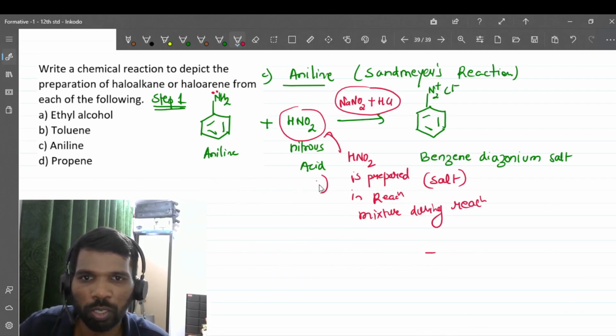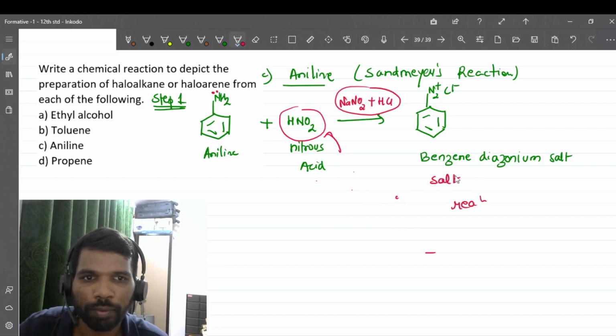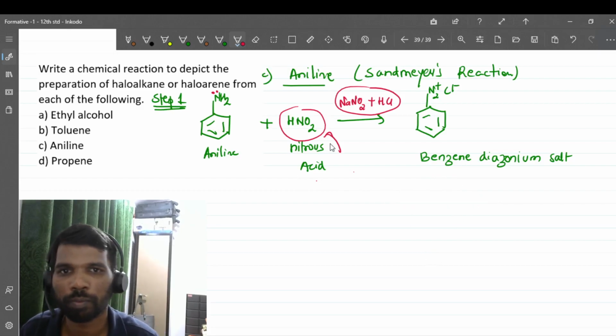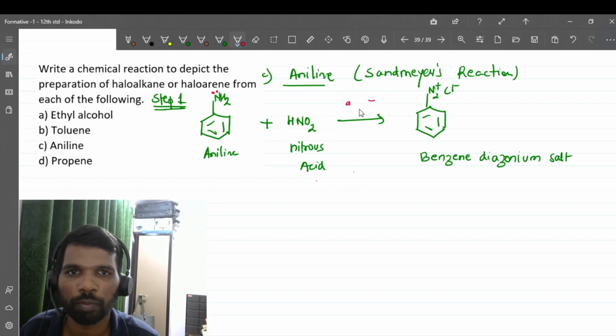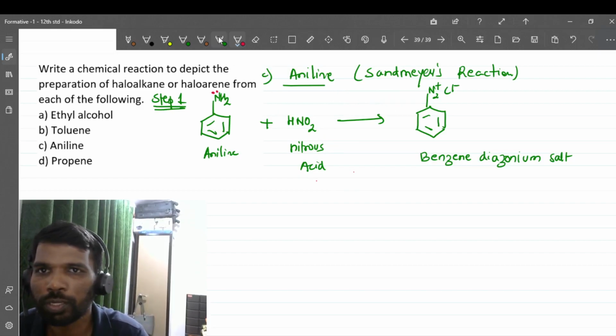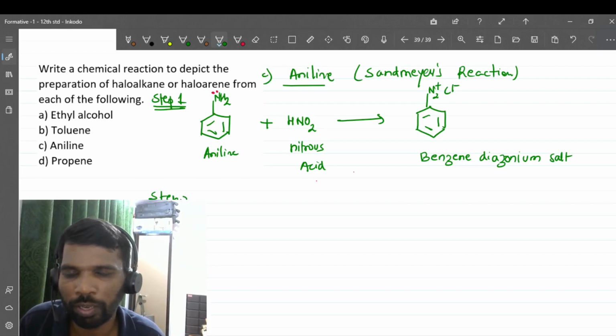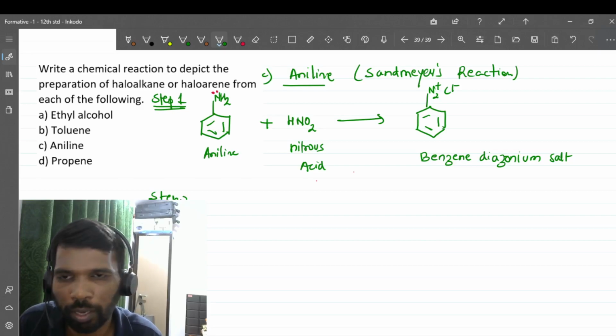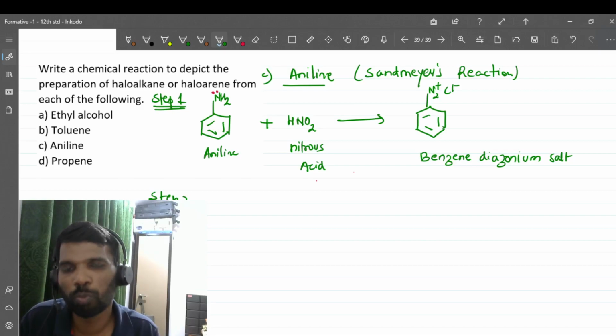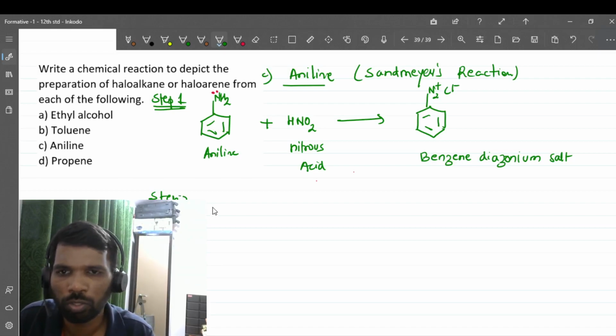I'll write step 2 because our haloarene is not prepared yet. That is what we are preparing. So step 2 is this. There may be some variation depending upon what kind of haloarene you want, whether it is a chloroarene, a bromoarene or an iodoarene. Fluoroarene we don't prepare by this method. So let's take this benzene diazonium salt.